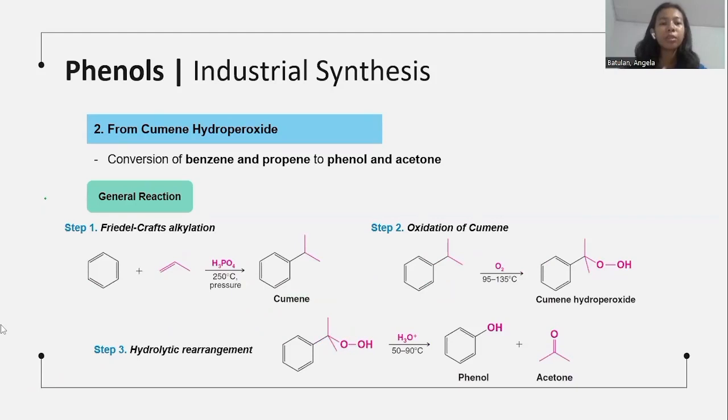The second naman is from cumene hydroperoxide. Ito na yung kadalasan ginagamit ngayon to synthesize phenols. It is the conversion of benzene, tsaka propene, to phenol, tapos acetone. So yung product nito, phenol and acetone. Then it is a 3-step mechanism reaction. Meron tayong Friedel-Crafts alkylation, oxidation of cumene through radical chain reaction, tapos hydrolytic rearrangement.